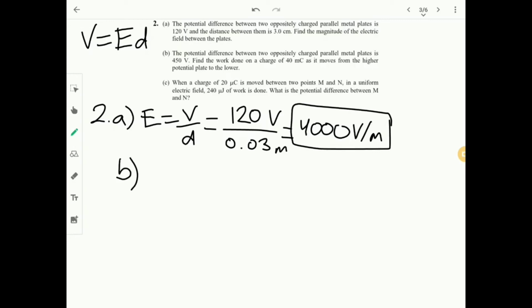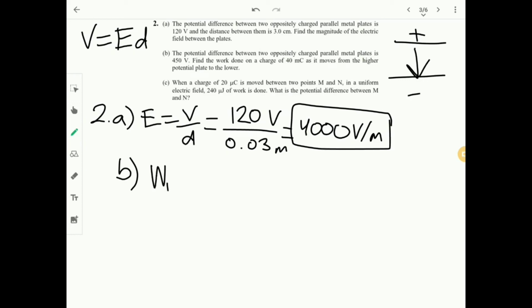Part B now. The potential difference between two oppositely charged parallel metal plates is 450 volts. Find the work done on a charge of 40 millicoulombs as it moves from the higher potential plate to the lower. Now, naturally, let's say this is the positive, this is the negative. The positive is at the higher potential. The electric field is naturally going from up to down. So there's no external work being done, so the work is conserved.